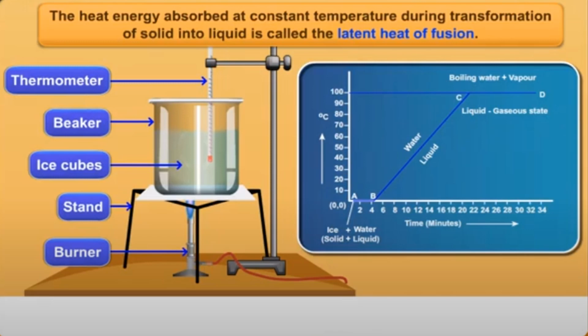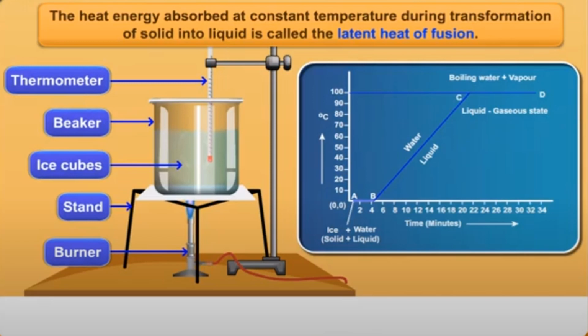Now, from this experiment, what have we derived? From the experiment, we have derived that heat energy is absorbed at constant temperature during transformation of solid into liquid, and that is called latent heat of fusion. Okay. Now, it is a new term to you, so it will take time to understand. So, no problem, I'll explain it again.